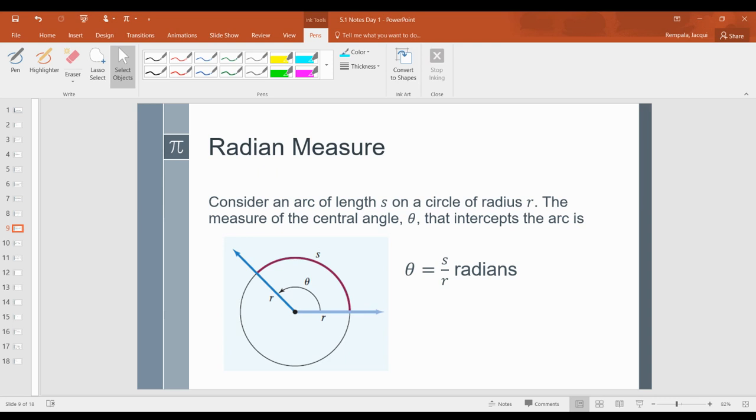All right, so consider an arc length of S on a circle with a radius of R. To find the measure of the central angle, which in this picture they named theta, we would have to do a little bit of algebra. To find the measure of theta in radians, we take the arc length S and divide it by the radius R. We're going to use this formula, and let's take a look at a few examples.